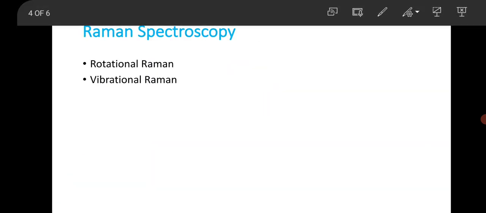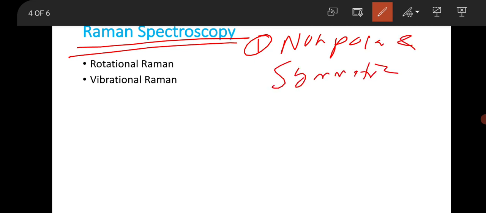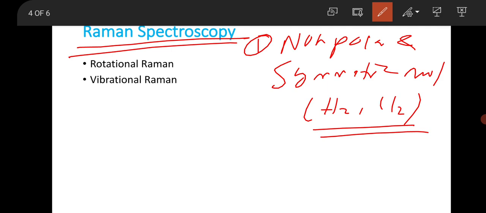If you move to Raman spectroscopy, you know this is very important because it is used to know the molecular composition or the spectroscopy of nonpolar and symmetric molecules like S2, Cl2, etc., whose net dipole moment is 0. That's why Raman spectroscopy is required.